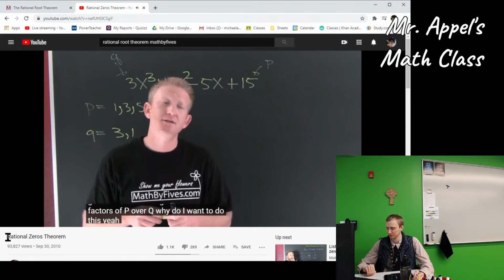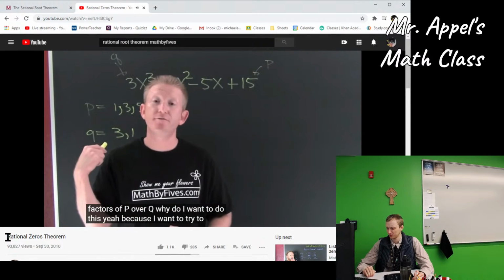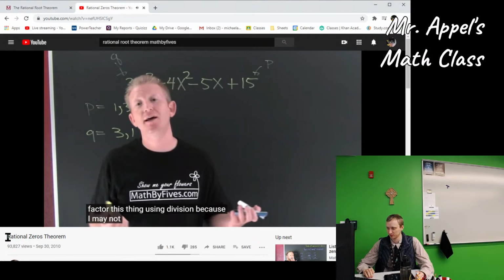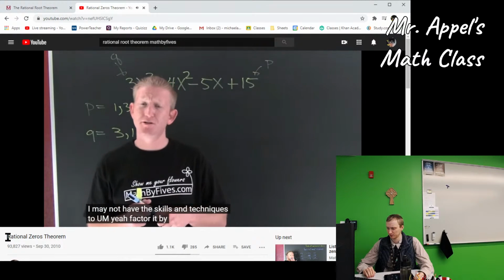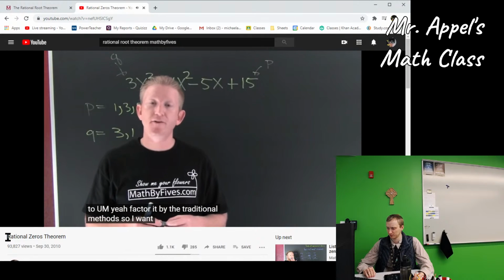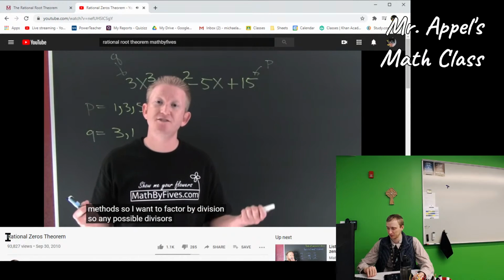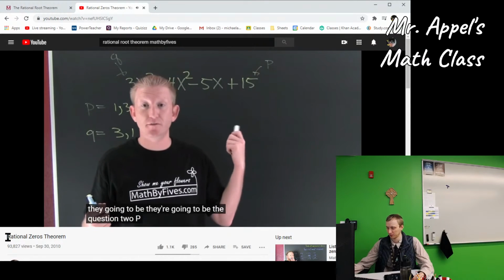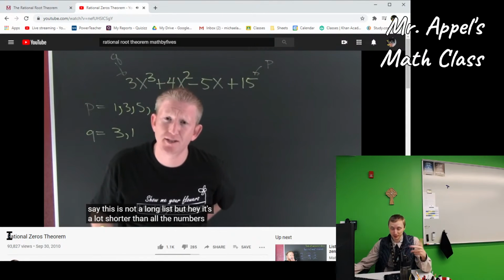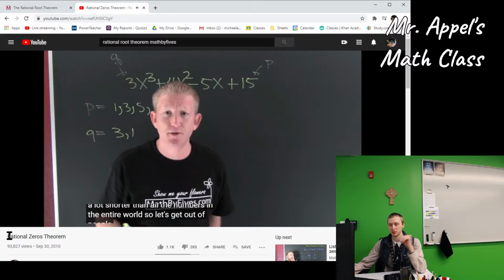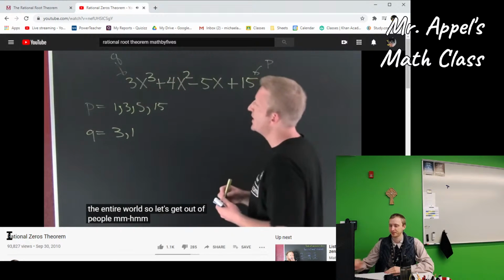Why do I want to do this? Because I want to try to factor this thing using division, because I may not have the skills and techniques to factor it by the traditional methods. So I want to factor by division, so I need possible divisors. And what are they going to be? They're going to be the quotients of p over q. You're going to say this is an awfully long list, but hey, it's a lot shorter than all the numbers in the entire world. Division, so let's get at it, people.